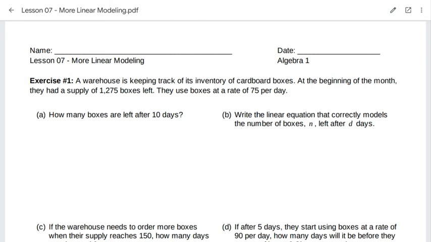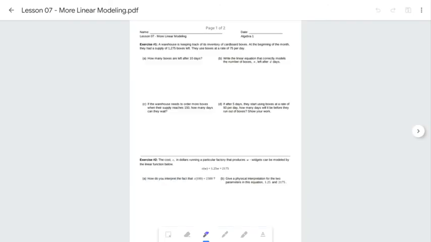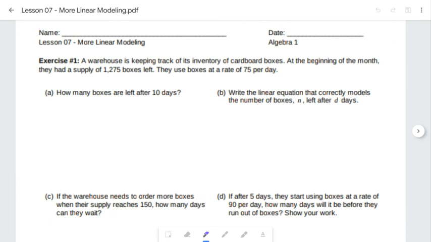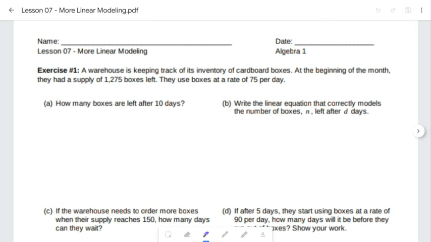So in this first question we have, a warehouse is keeping track of its inventory of cardboard boxes. At the beginning of the month they had a supply of 1,275 boxes left. They use boxes at a rate of 75 per day. So how many are left after 10 days?